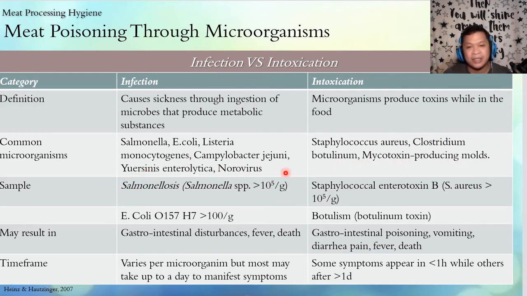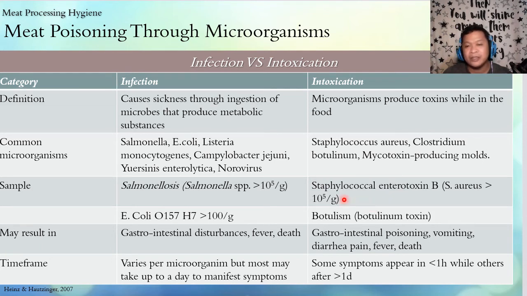So here are examples. For example, salmonellosis happens when the population of Salmonella species are greater than 10 to the 5. Okay. Or for example, when E. coli O157:H7 is greater than 100 per gram, no? Kanilang plate count. And sikat ito noon, if you can remember yung mga na-food poison sa Jack in the Box US beef burger joint.